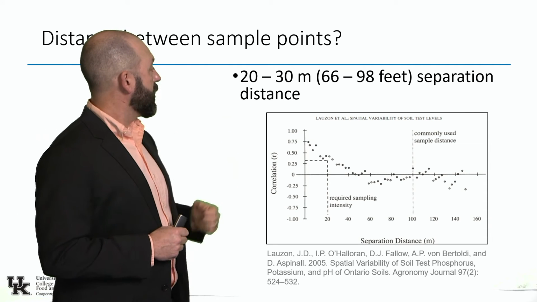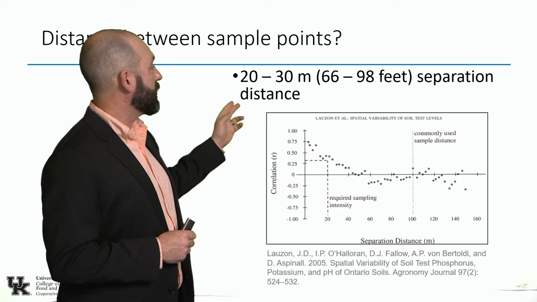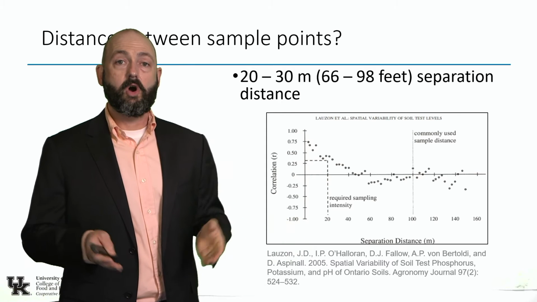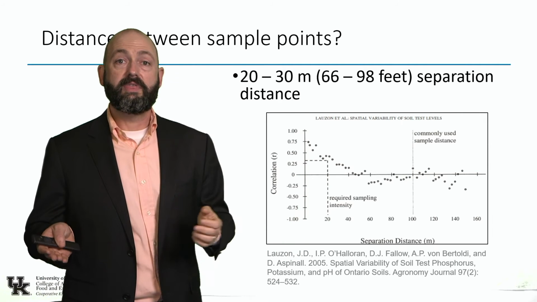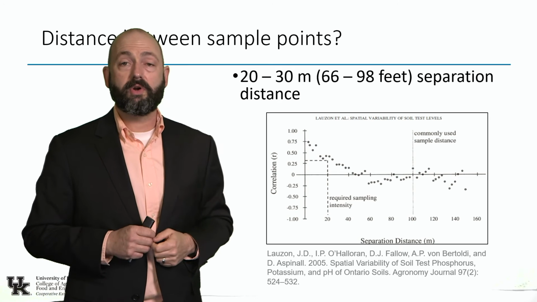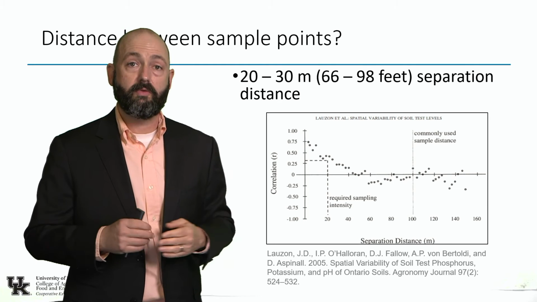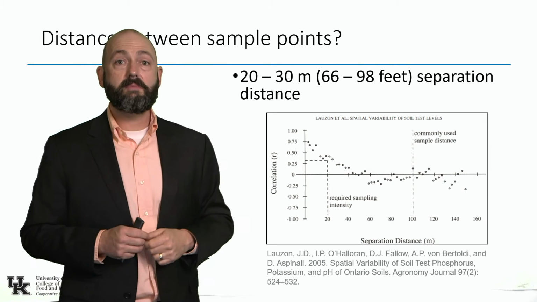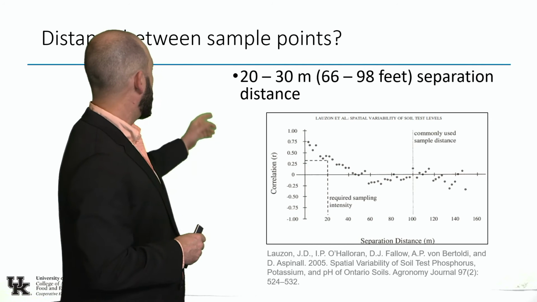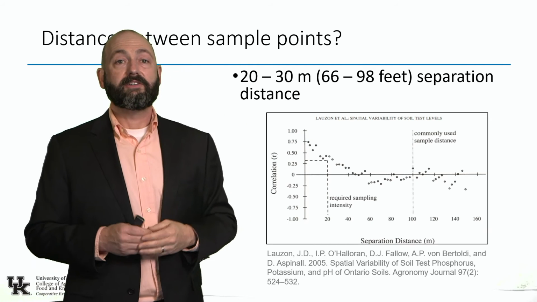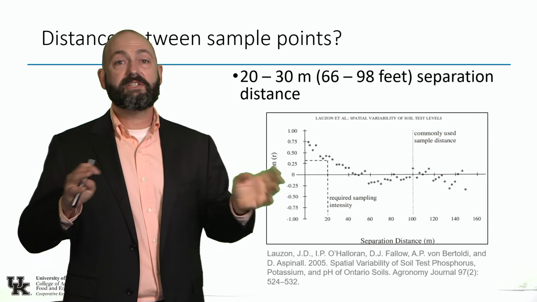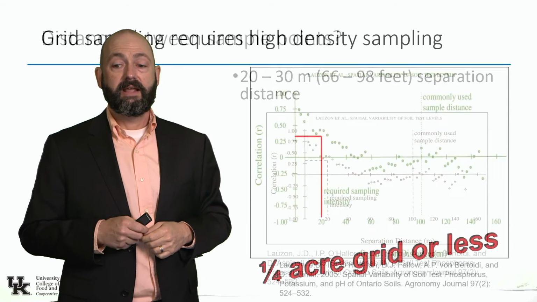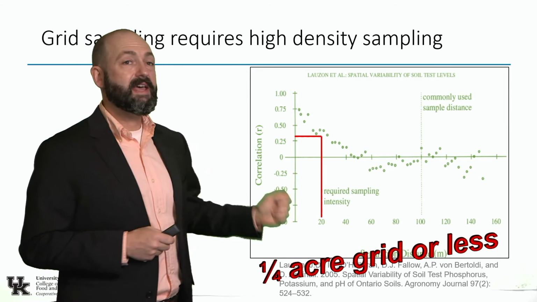So what this figure shows is that, first of all, an R value or correlation factor of 0.3 is required for interpolation to have any value. If your R value is less than 0.3, then the predicted value at that point where you didn't collect a sample, the prediction is probably wrong. And so what Lauzon showed is that you need to be around 20 to 30 meters before you hit that R value of 0.3. So that 20 to 30 meters, around 60 to 100 feet, separation distance between sample points, is 1/4 acre to 1/10 of an acre.